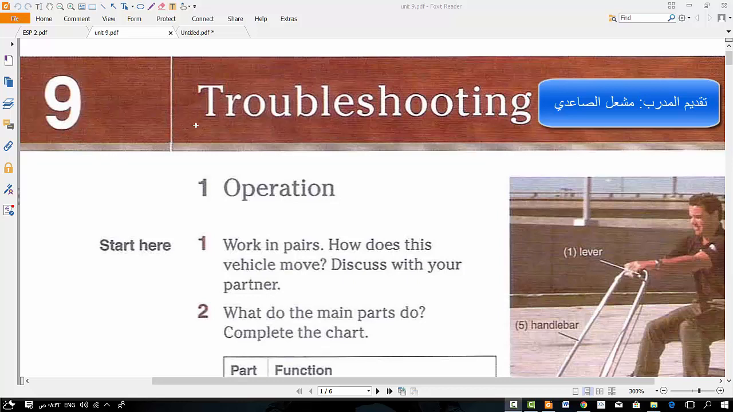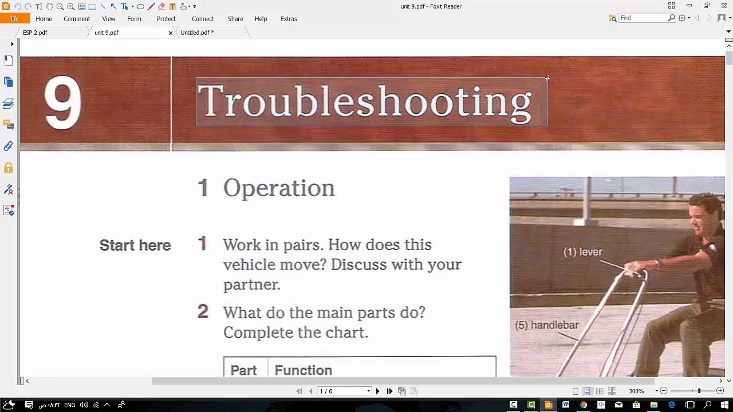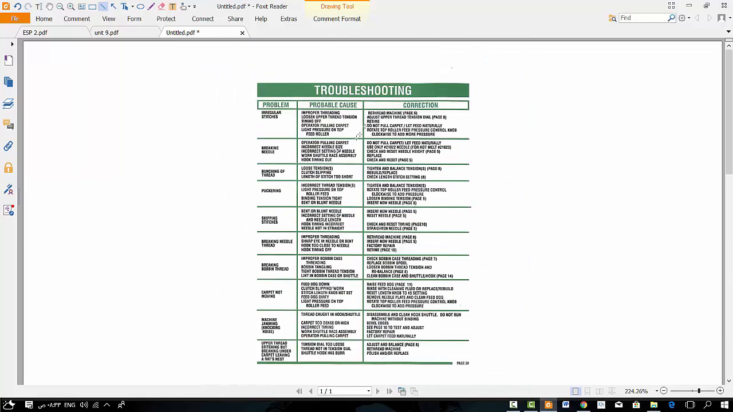Unit 9 Troubleshooting. What's the meaning of troubleshooting? Look at this picture. This is a page from an instruction user manual. The title of the page is Troubleshooting. تشخيص الأعطال، اكتشاف الأعطال.